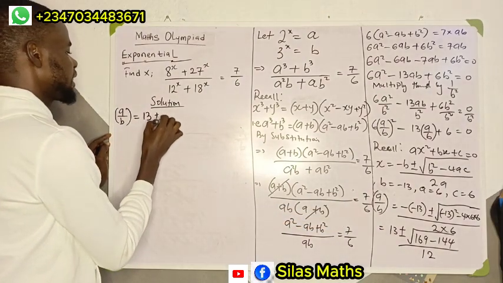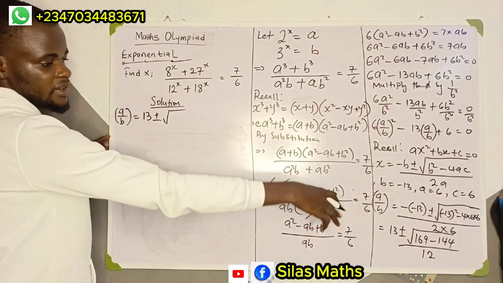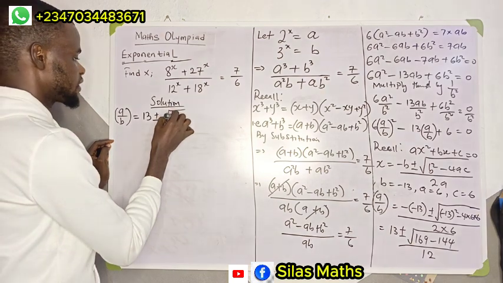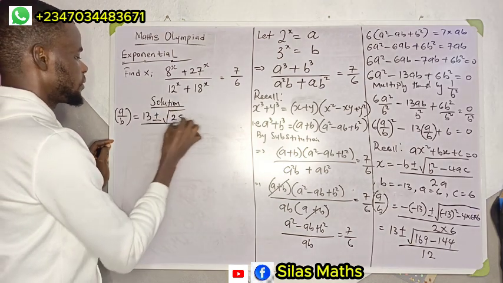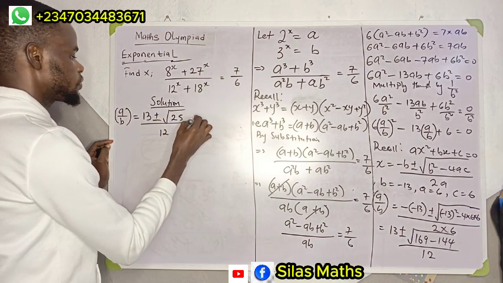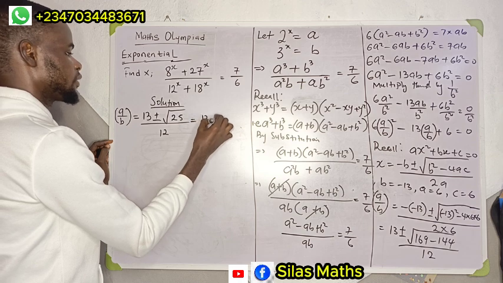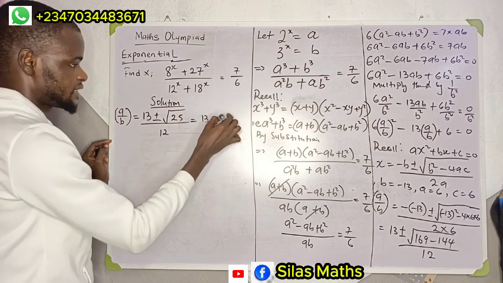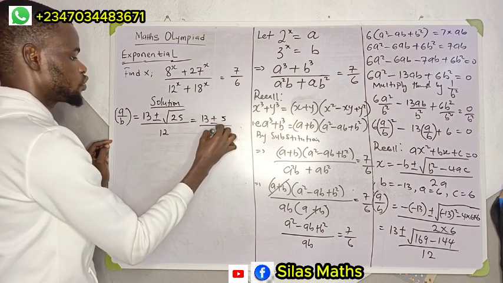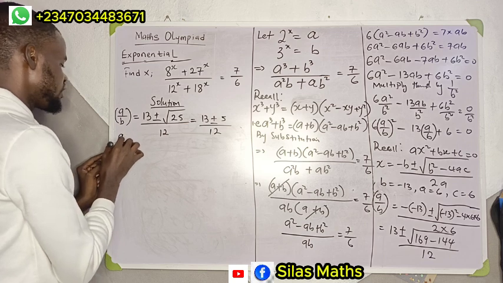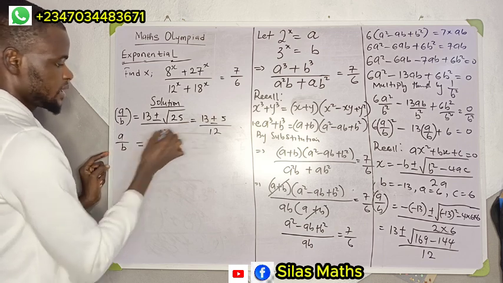13 plus or minus root what? It's 169 minus that, which will give us 25 all over what? 12. Which will give us what? 13 plus or minus the square root of 25, which is 5, all over 12. So that is to say that A over B is equal to what?